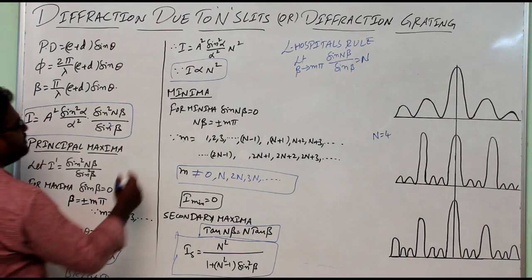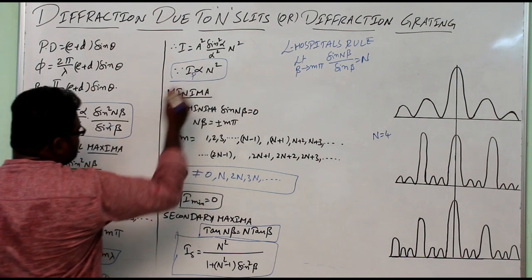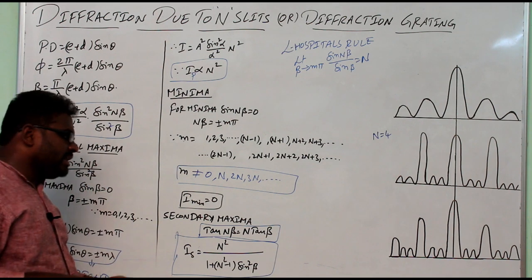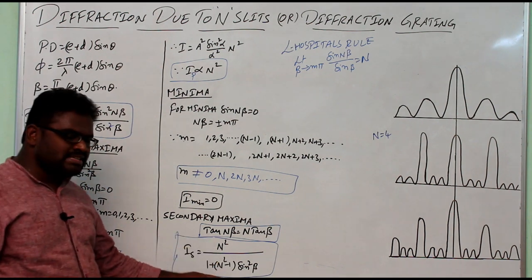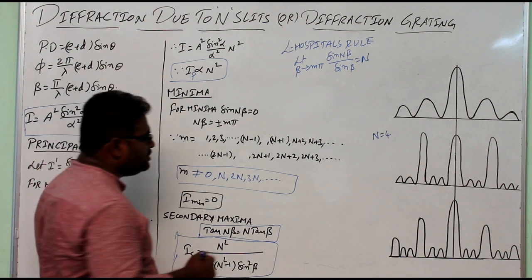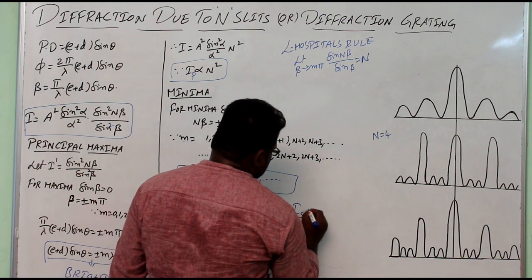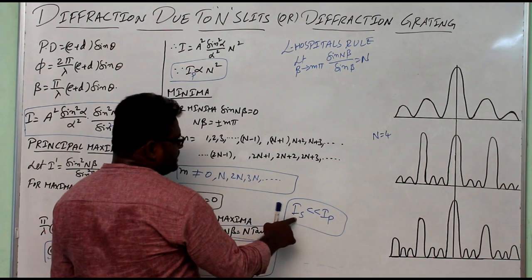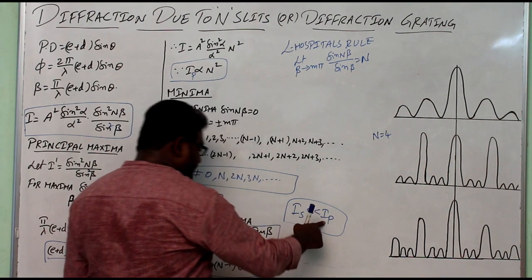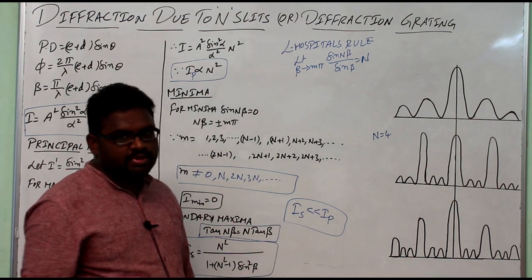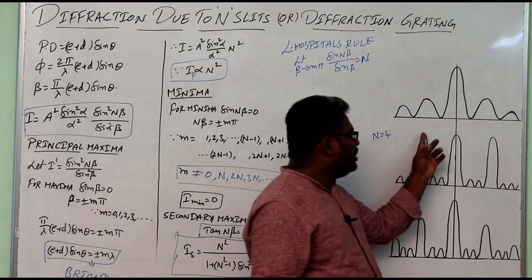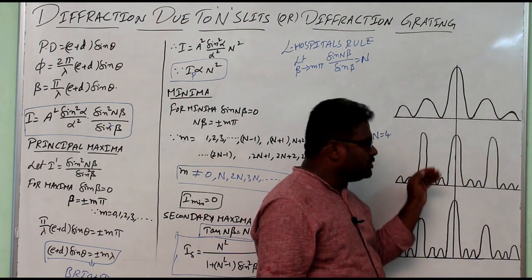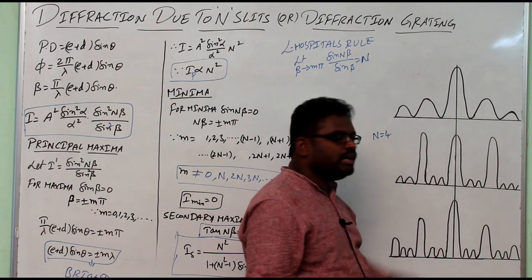The principal maxima intensity is directly proportional to N square, the central one. But the secondary maxima is N square divided by something, which is less than the principal maxima. So the intensity of secondary maxima is much less than the intensity of principal maxima. That's why, while plotting, these are principal maximas and these are secondary maximas, with much lower intensity.